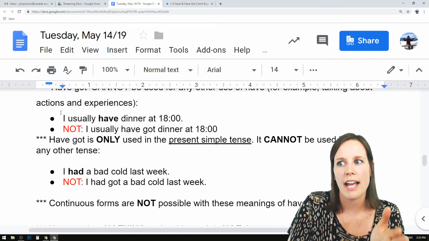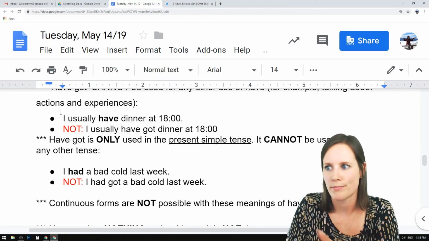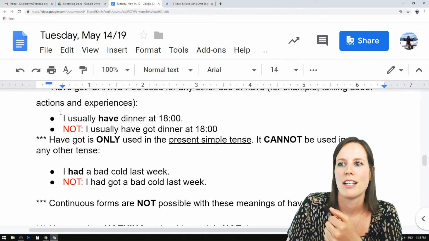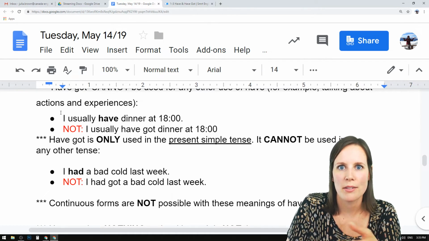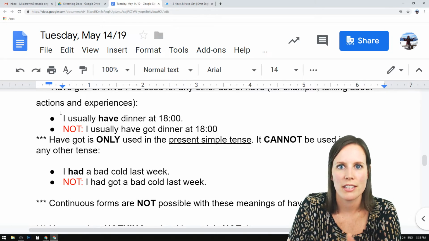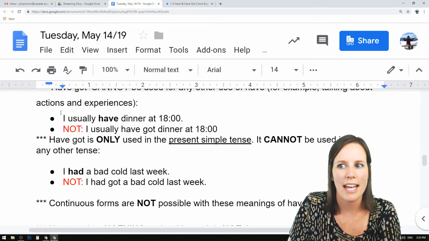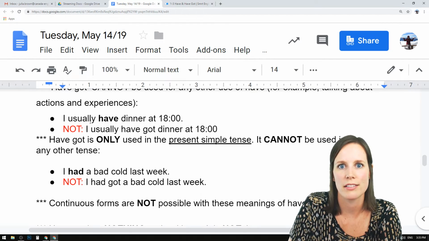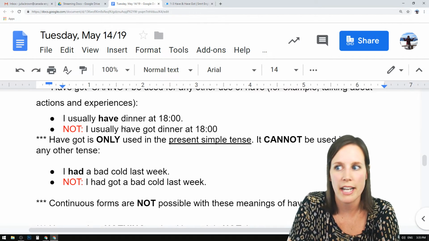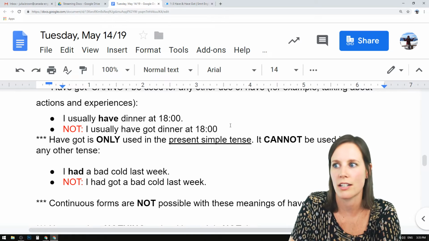Let's take a look at this example. I usually have dinner at 6 o'clock. Okay, so in this case, we're describing an action. It's a repeated action, so it's in the present simple, but we can't use have got here. We can't say I usually have got dinner at 6 o'clock. This is not possible. Okay.